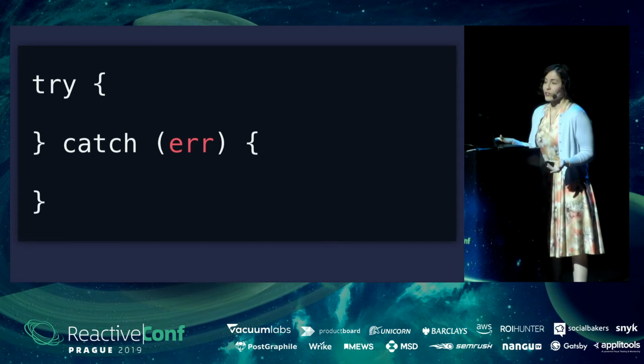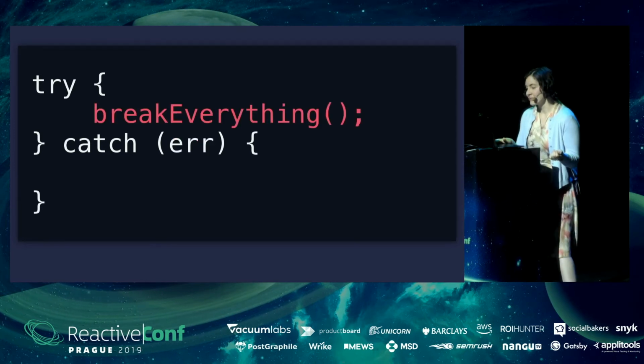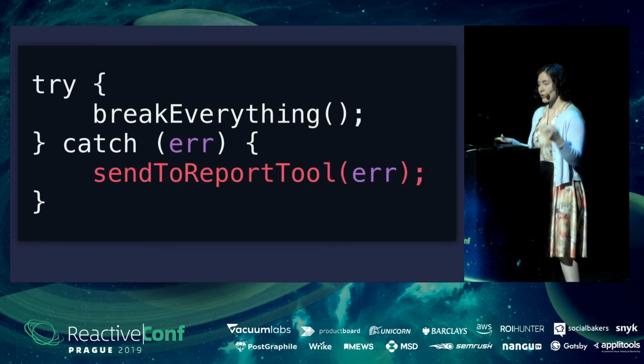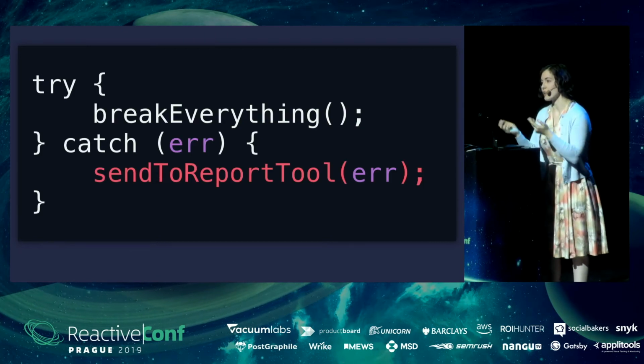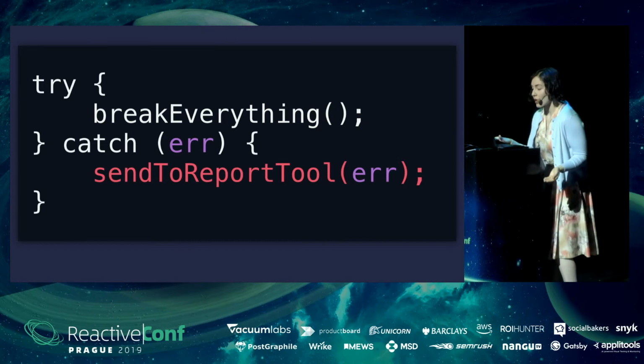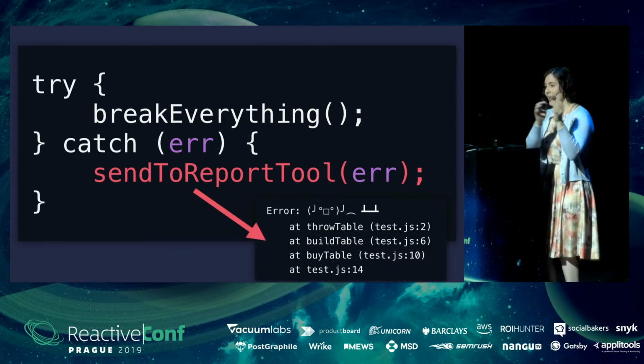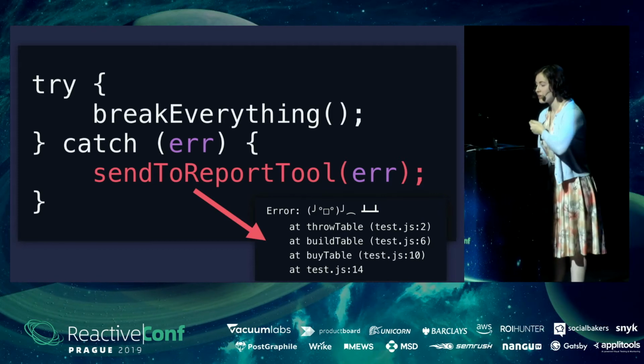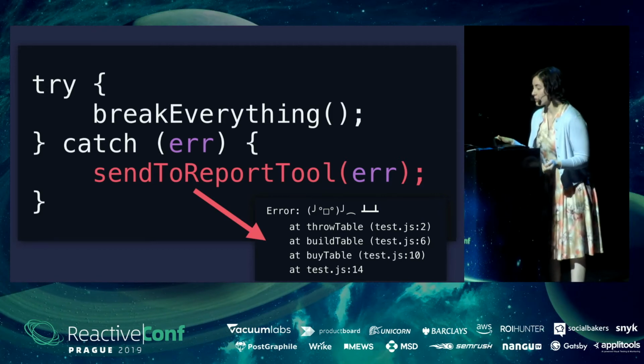Imagine we're running a function, let's say, called break-everything. And in an ideal world, when something like this goes wrong, we want to be able to send this to some sort of centralized error reporting tool so we can actually see what's going on. And we want to capture that error object, which includes the stack trace, and then send that whole thing, right, instead of, say, just the line number.